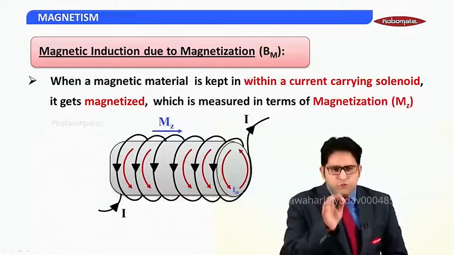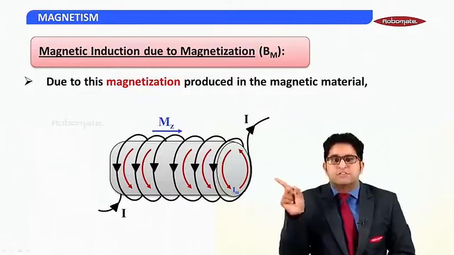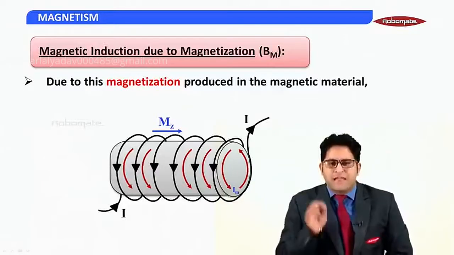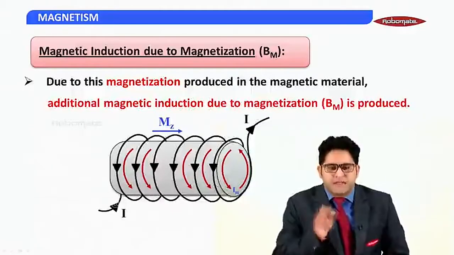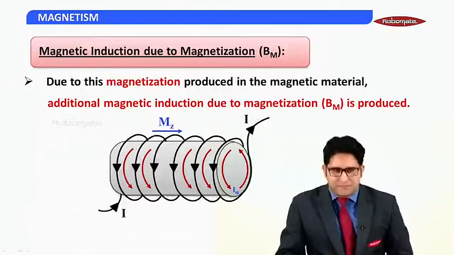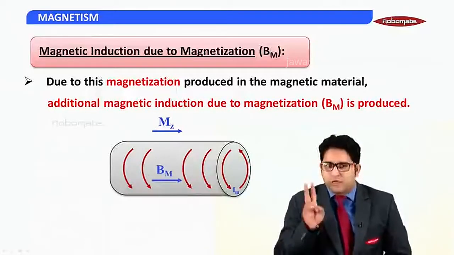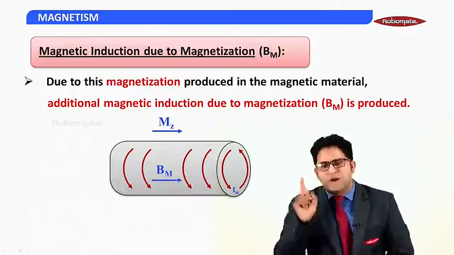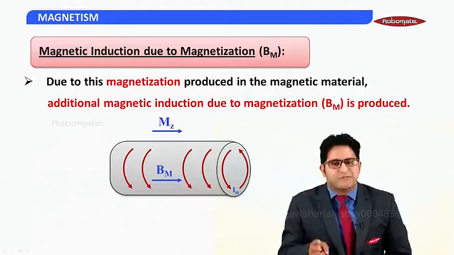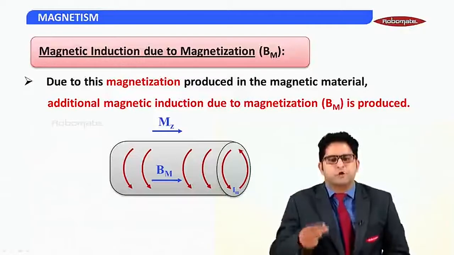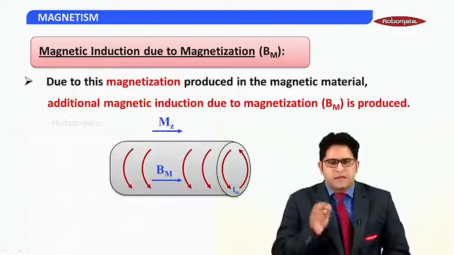Now students, due to this magnetization, this magnetic material will start behaving as a magnet, and it will have some additional magnetic induction due to magnetization, which is given by symbol Bm. And this magnetic induction is produced inside the material. So here we have two fields. The first one is the field which was produced by the solenoid. And the second one is the field which is produced due to the magnetization of this particular material. Now let us move further.